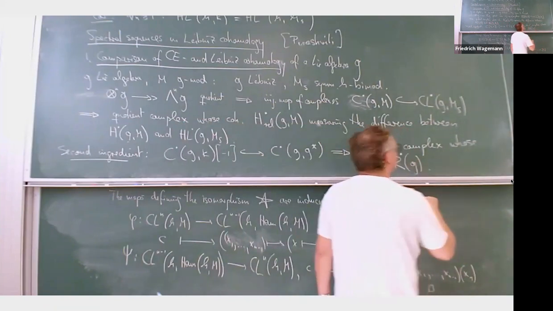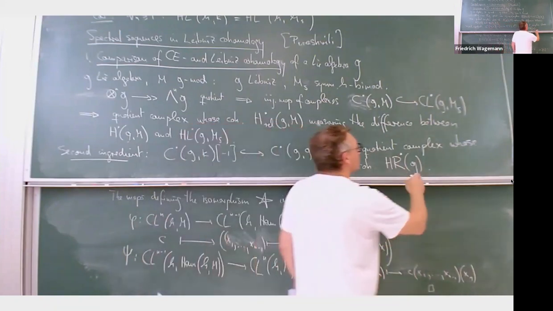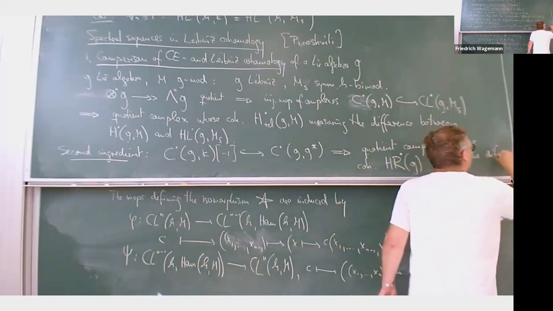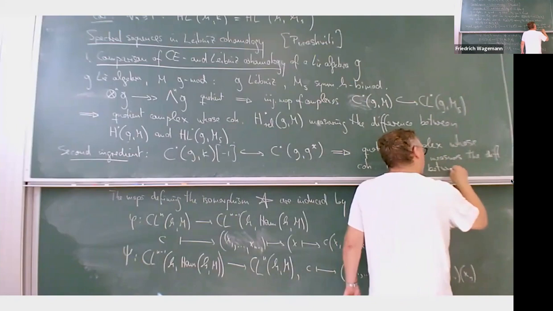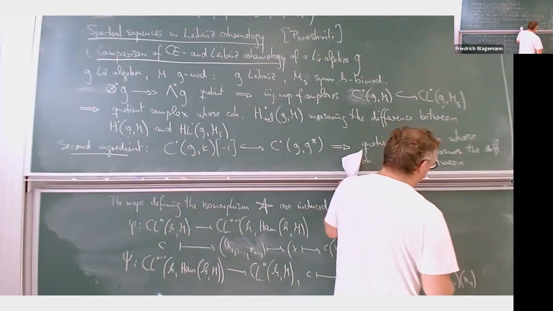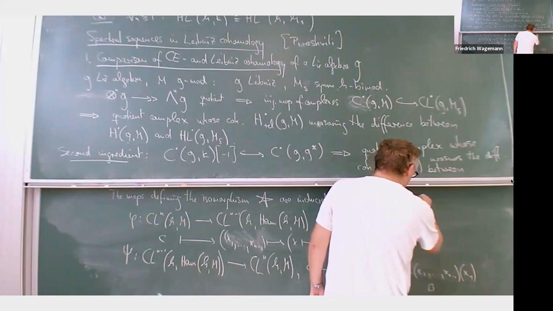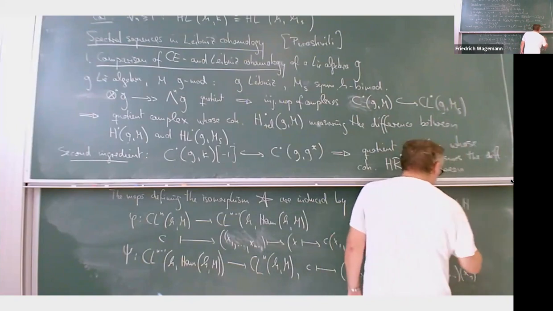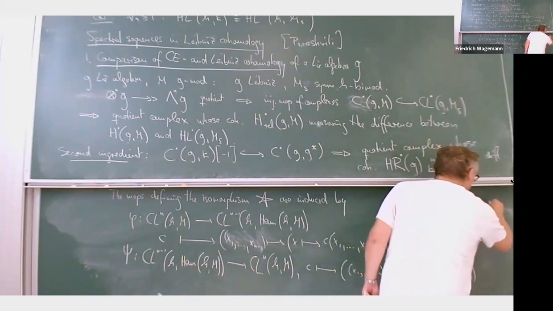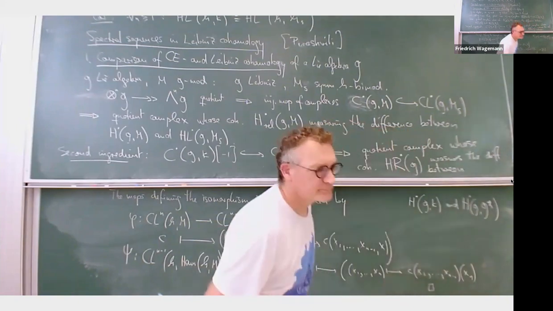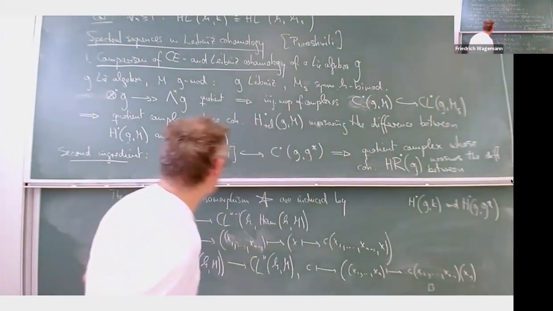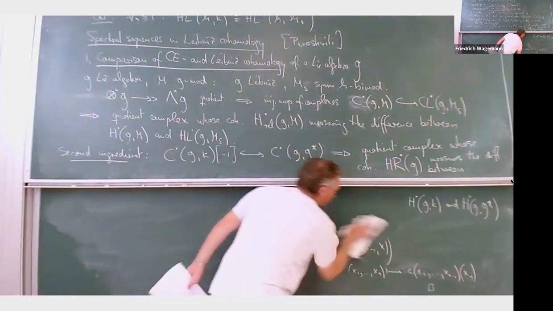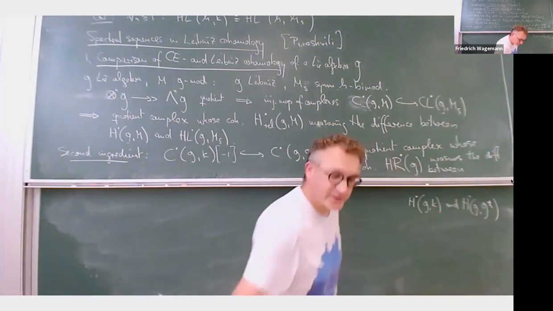Whose cohomology measures the difference, and now it's between H of G with trivial values and H of G with adjoint values. So these are the two ingredients.